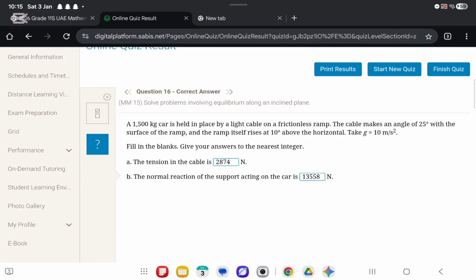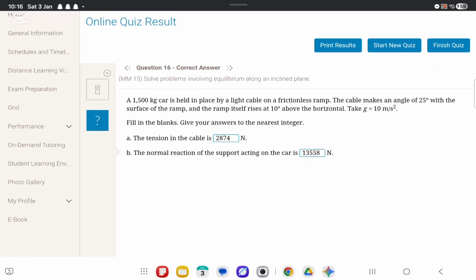So it's 14,772 minus 2,874 sine 25. Okay. Yeah, I don't know how they got 13,558. I got 13,557.4. They rounded something. I'm not sure what. I'm not sure how they got it.